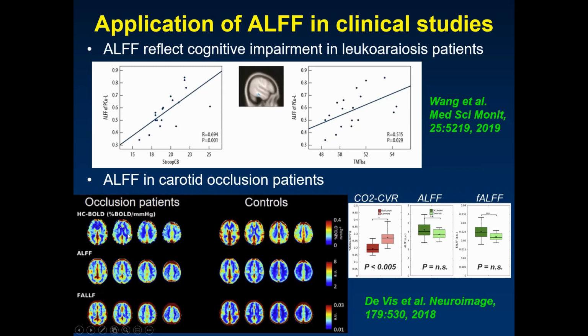the CO2 CVR, ALFF, and the fractional ALFF were compared between the occlusion patients and the controls. Shown here are the group averaged maps. You can see that the CO2 CVR map in the occlusion patients is significantly lower than the controls, and this is confirmed by the quantitative analysis. However, the ALFF and the fractional ALFF did not show any group difference. This may suggest that the ALFF is not as sensitive as CO2 measured CVR in detecting the CVR changes in large vessel disease.